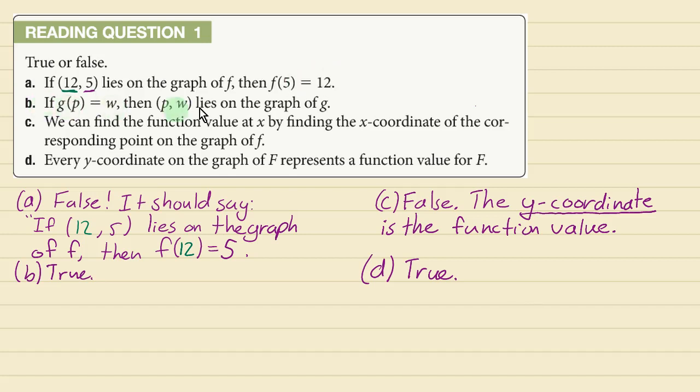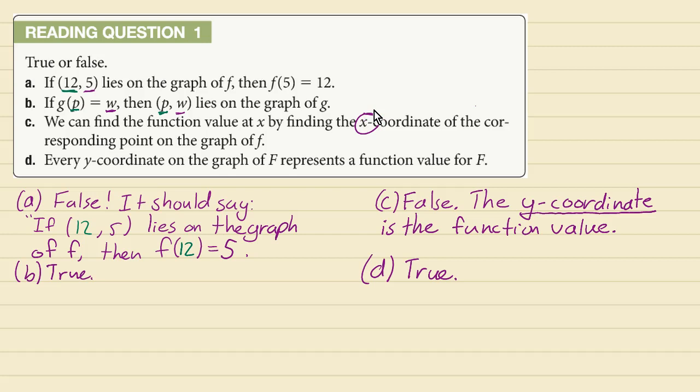So for part B, they got it right. If g of p equals w, that means the input is p, and that should go there. And the w is the output, that should be the y coordinate, or the vertical coordinate. So C is false. We can find the function value at x by finding the x coordinate of the corresponding point on the graph of f is not quite right. This should say the y coordinate there.